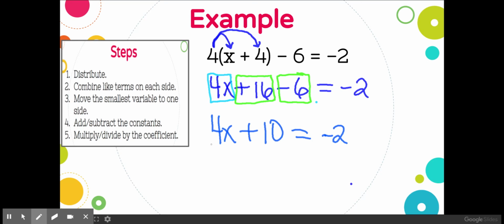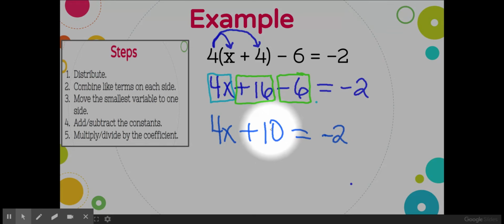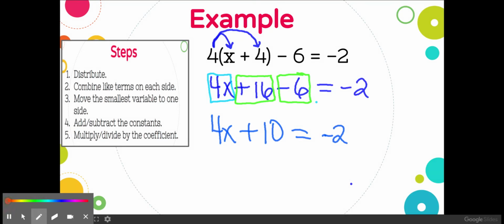Step 4 says to add or subtract the constants. So in this case, I want to get rid of this positive 10. The positive 10, which is right here, I need to get rid of it because it's on the same side as the x, and I want x to end up by itself. So how do I get rid of a positive 10? Well, I need to subtract 10 on both sides.